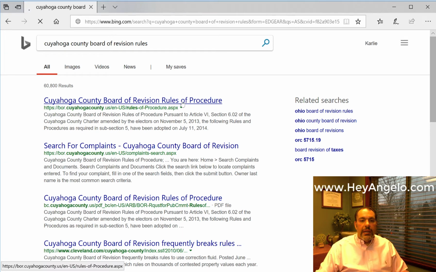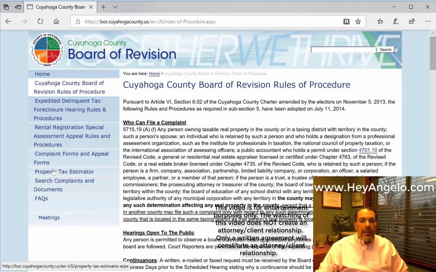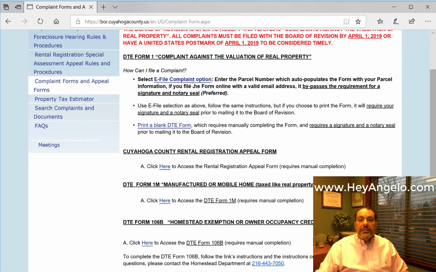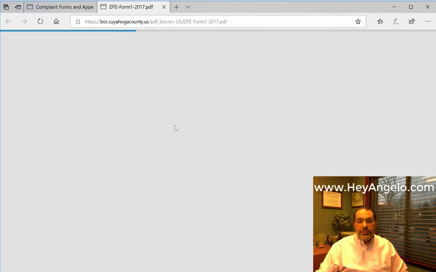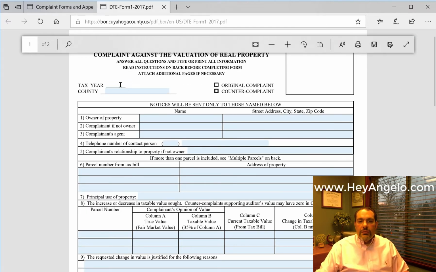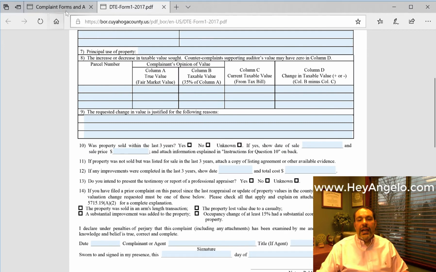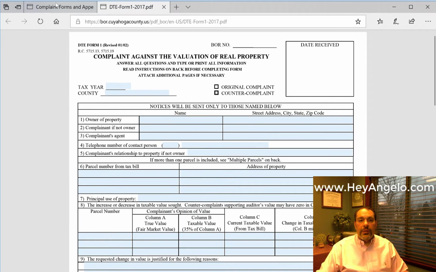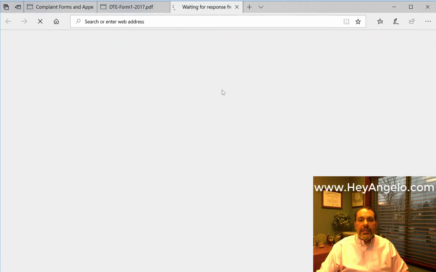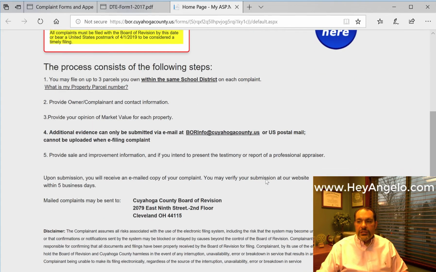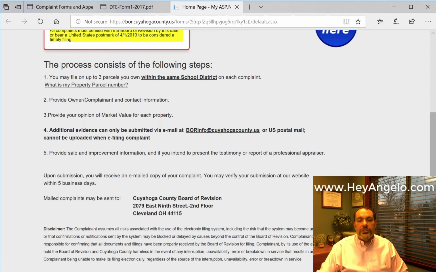I'm going to click on the Board of Revision, and we are going to go to Complaint Forms and Appeals. You can do this electronically, or you can get a blank form. I'm going to pull up a blank form first, just so you can see what it looks like. Fill in the tax year, everything else. I'm not going to go through this at the moment, only because when we do this online, it'll automatically fill this information in for you. So, e-file complaint option. We're going to hit start, read the instructions, things that you need to do in order to dispute your value.